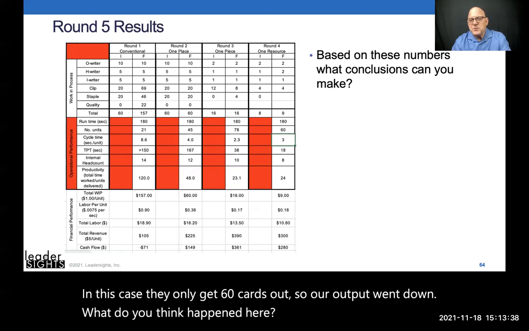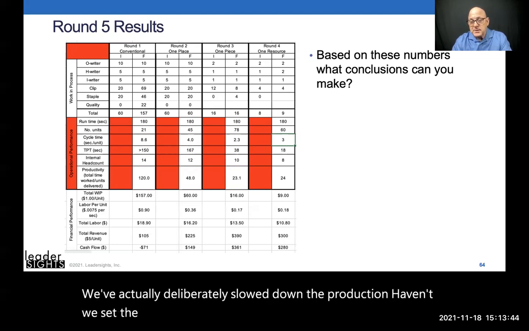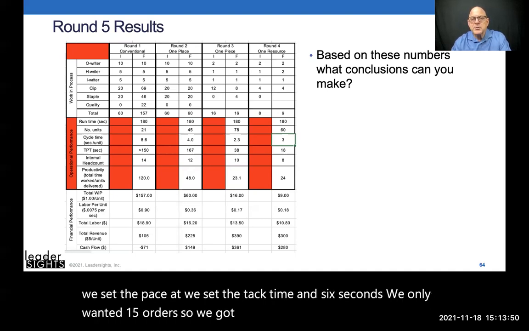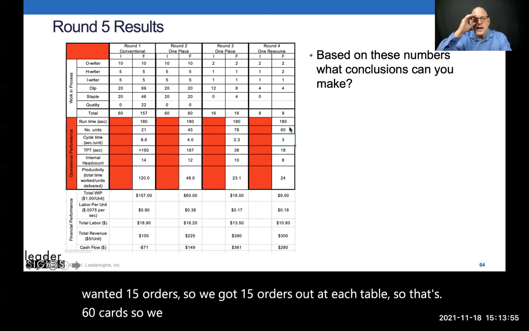Well, we've actually deliberately slowed down the production, haven't we? We set the takt time at 6 seconds. We only wanted 15 orders. So we got 15 orders out of each table. So that's 60 cards. So we fulfilled all of our orders on time.